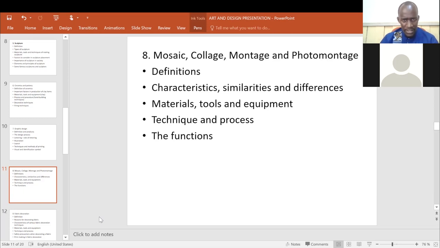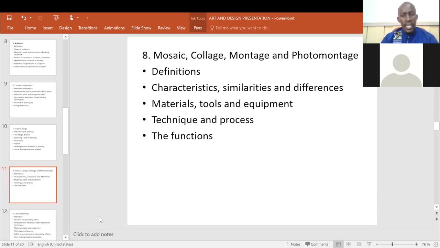Away from the characteristics, the similarities and the differences of these art forms, the candidate must also be able to understand the materials that we mentioned, and the tools. What are some of the tools that are used in creation of these art forms? Basically, we can talk about using a brush, especially when applying the adhesives and all that. Then we have to let the candidate understand the functions. What are some of the functions of these particular art forms? Talk about the mosaic, the collage, montage, and photomontage.